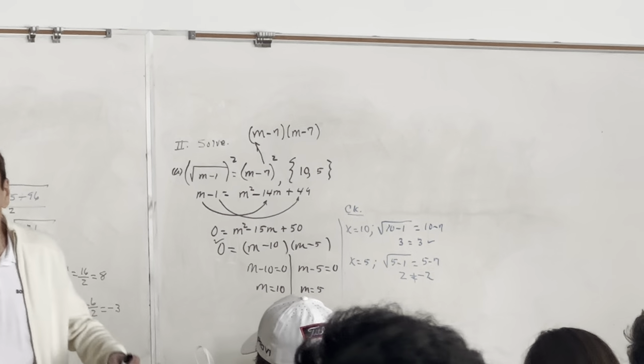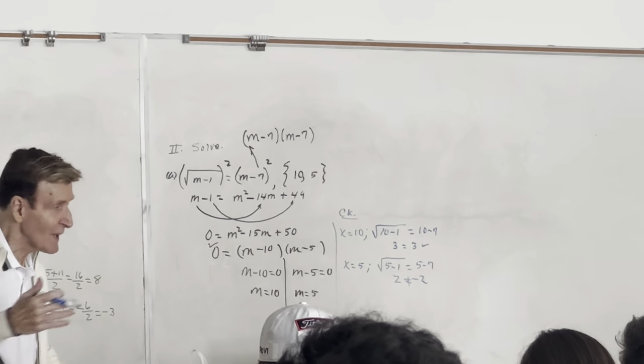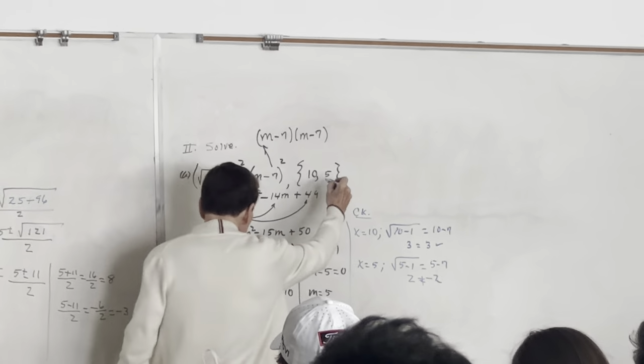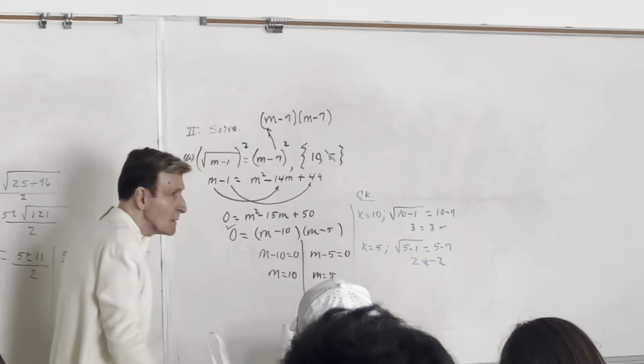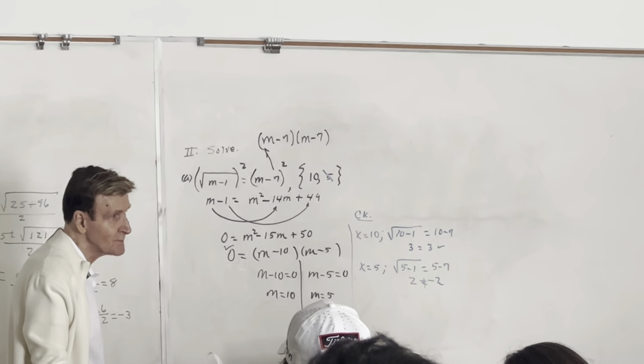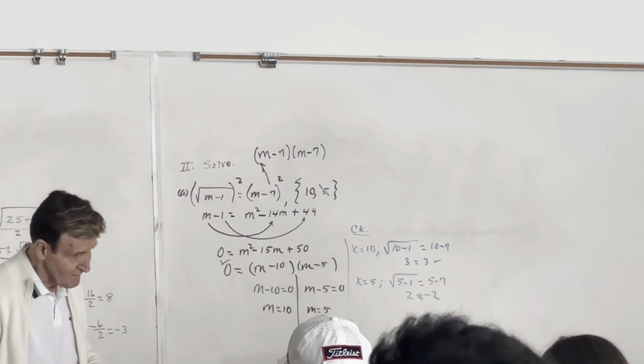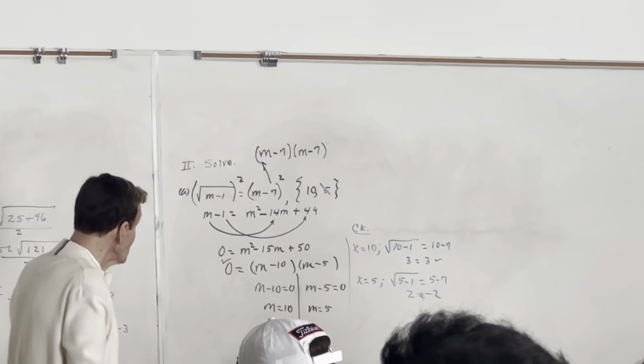So out that quadratic, I have to now not use the 5 and go back. Wait, Professor, this one's out. The only answer is 10. Not 10 and 5. I gotta go back and make sure I do a check there. Okay, guys? And one more here.